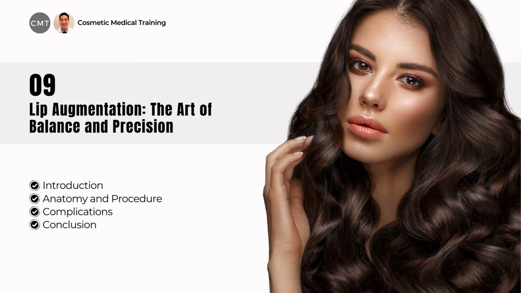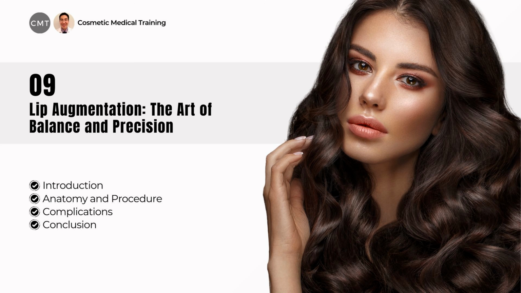Lip augmentation, the art of balance and precision. The lips reaching their peak volume by the mid-30s represent a hallmark of beauty and youthfulness. However, with age, features such as the vermilion border, vitreal ridge, and Cupid's bow undergo changes including thinning, drooping, and flattening. The upper lip often becomes thin and elongated, whereas the lower lip thins and rolls inwards.